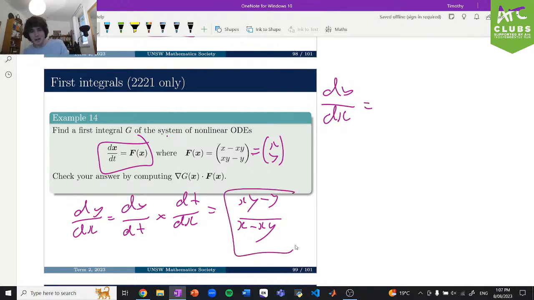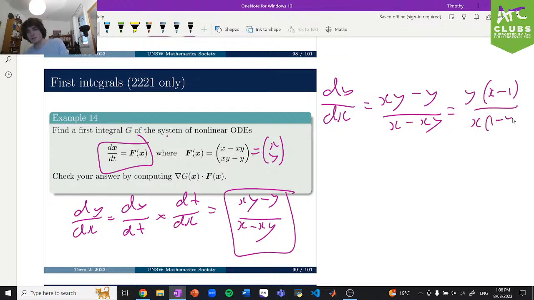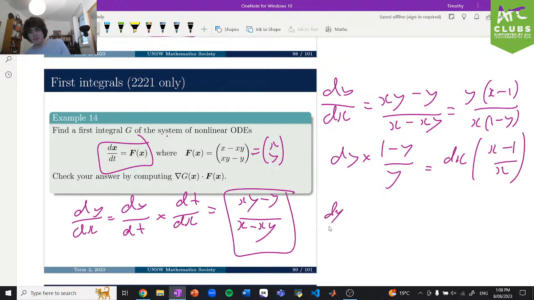So we now have dy on dx is equal to xy minus y on x minus x times y. Let's try and factorize this out to make it separable, so we can have y times x minus 1 on x times 1 minus y. So let's move all the y stuff onto one side, all the x stuff onto the other side. So we now have dy times 1 minus y on y is equal to dx times x minus 1 on x. Let's maybe simplify that a little bit. So dy times 1 on y minus 1, which is cool. We love integrals and stuff. And then dx is equal to 1 minus 1 on x.